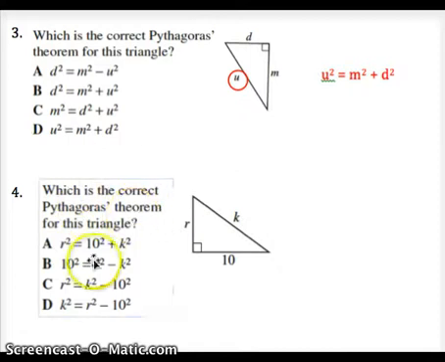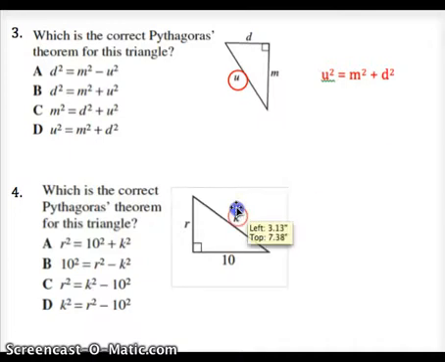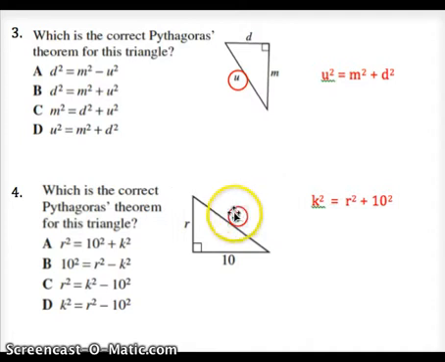In question 4 again, we're asked which is the correct Pythagoras' theorem for this triangle. Again, start by circling your longest side, which is the hypotenuse. So the hypotenuse is K. So we know that K squared equals R squared plus 10 squared. I'll just put that in first. So we've got K squared, which is the longest side. So K squared, the longest side squared, is the sum of the two shorter sides squared. So K squared is R squared plus 10 squared.